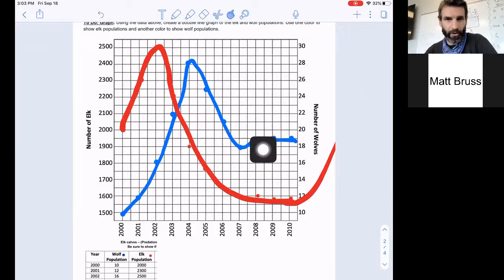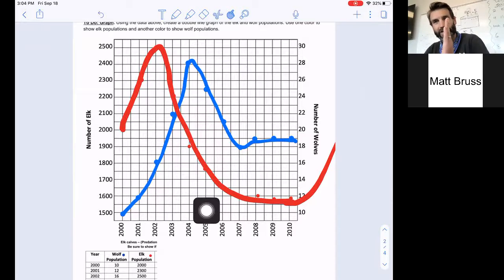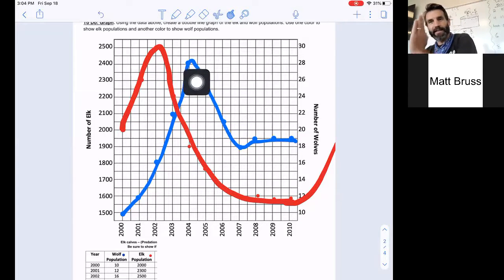Same would happen for wolves, because the predator responds to the population of prey, because that is the food for the predator. And we see that here, where the peak for elk happened in 2002, whereas the peak for wolves happens in 2004. And that's what we talked about yesterday, is that the predator population lags behind the prey population. It sort of mirrors it and parallels it, but it happens a little bit later.